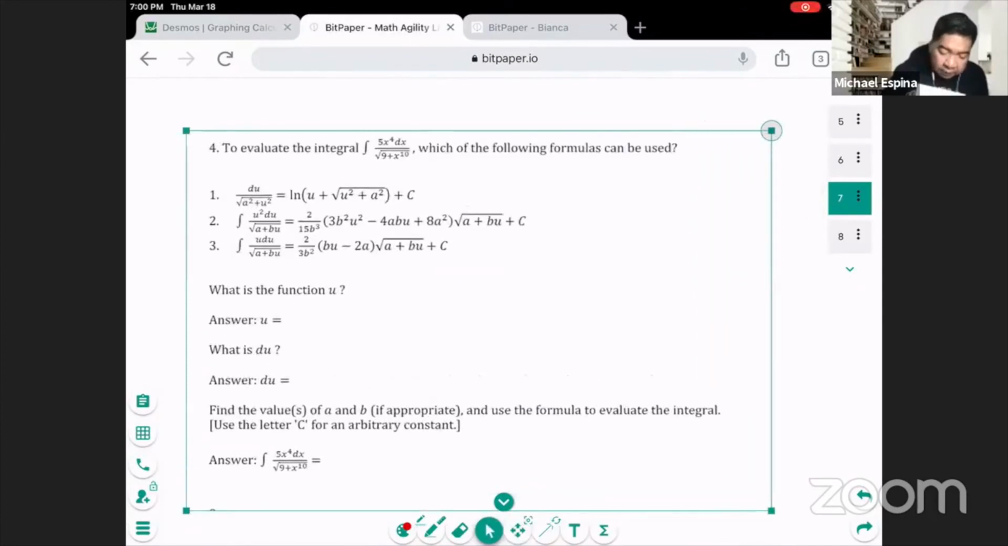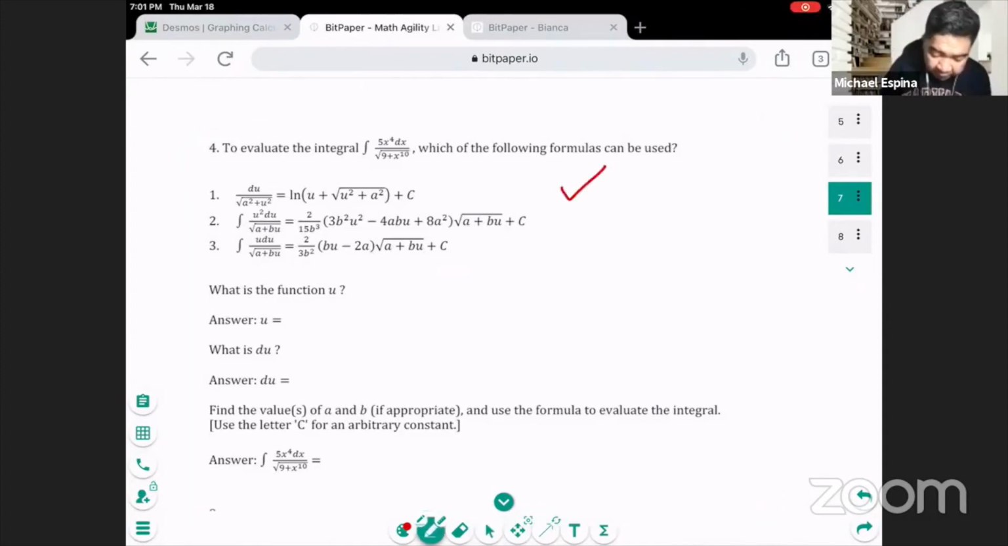So again, this is a calculus problem. It says here, to evaluate the integral of 5x to the 4 dx over the square root of 9 plus x to the 10, which of the following formulas can be used? So there are actually 3 integration formulas. These are taken from the integration table, and we will select which one to use from 1, 2, or 3. Is it either 1, 2, or 3?